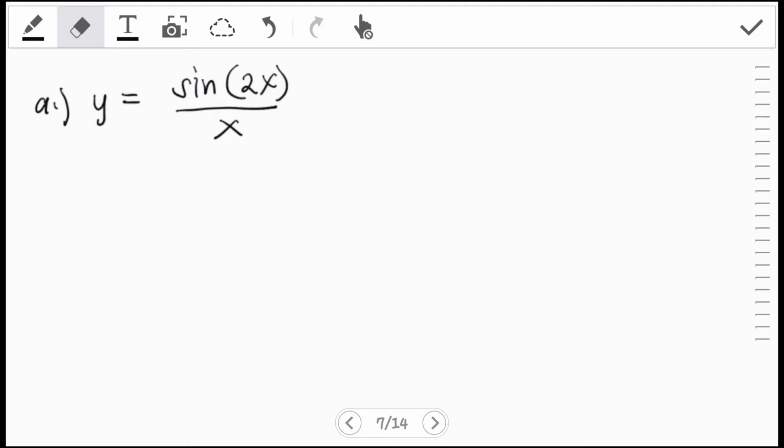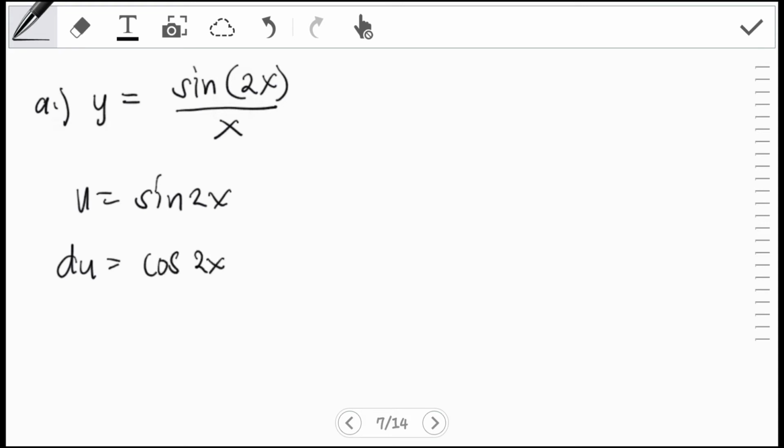To y is equals to sine 2x over x. So let u is equals to sine 2x, where du is equals to the derivative of sine 2x, that is cosine 2x. Then we apply chain rule, so we derive 2x, that is 2 dx. Okay? So where du over dx is equals to 2 cosine 2x.